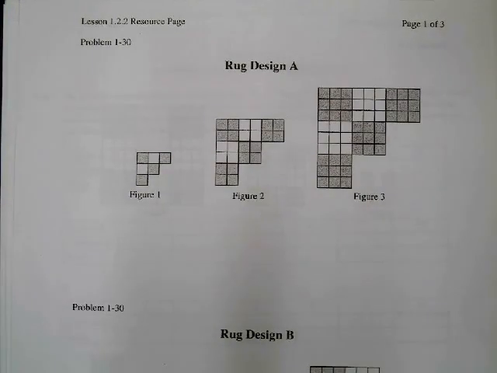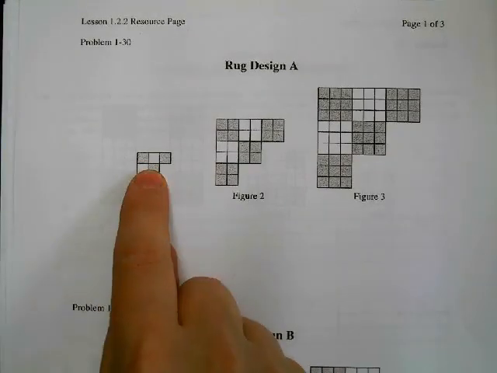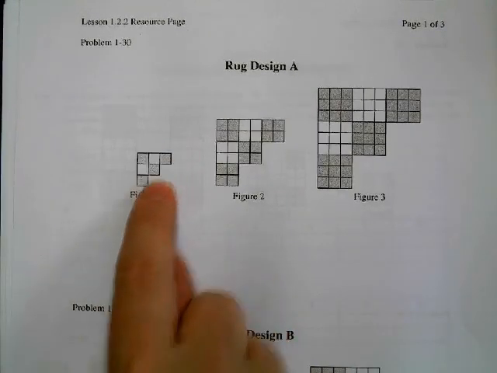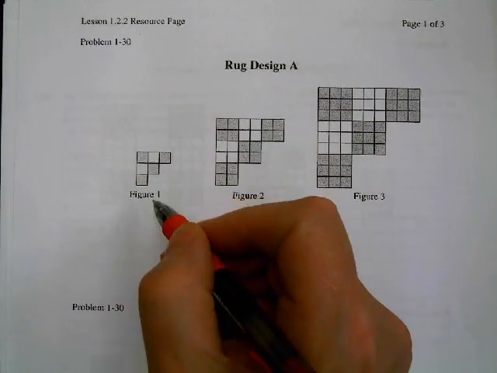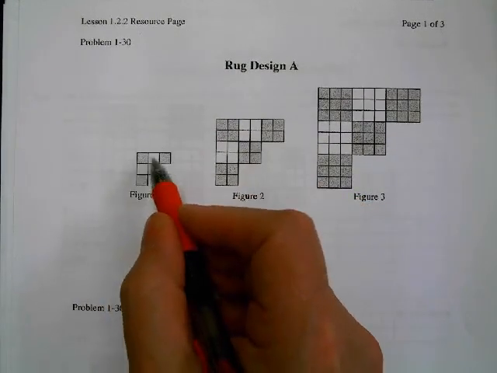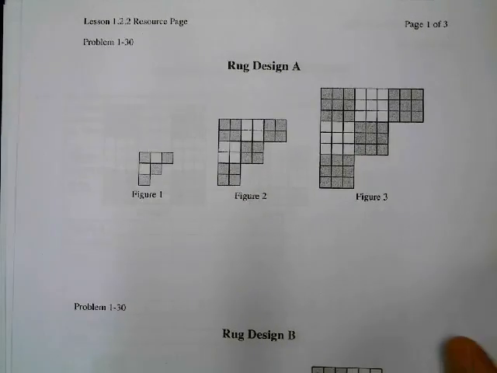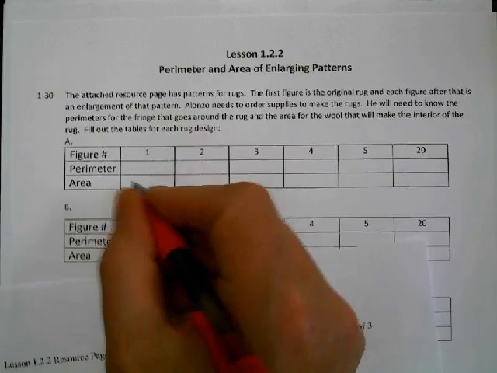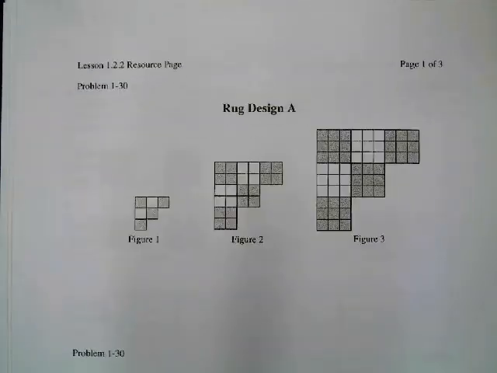So he wants to know what's the area of the fabric he needs, and then how much fringe does he need? So he needs to look around the outside of it. Looking at figure 1 for his original pattern, he's got 1, 2, 3, 4, 5, 6. So he's got 6 squares in there. So that's the original. The area would be 6. We're just counting up the number of squares there.